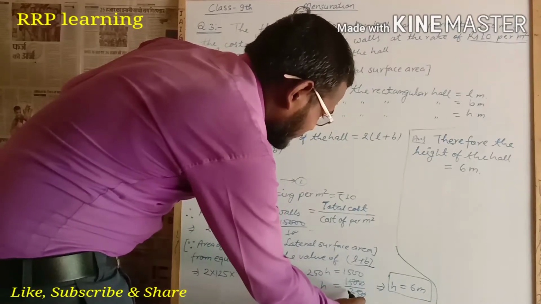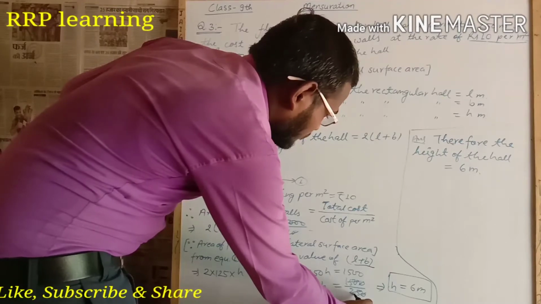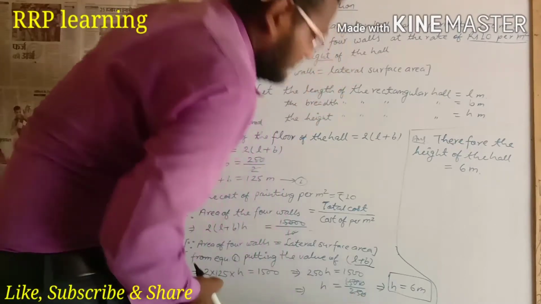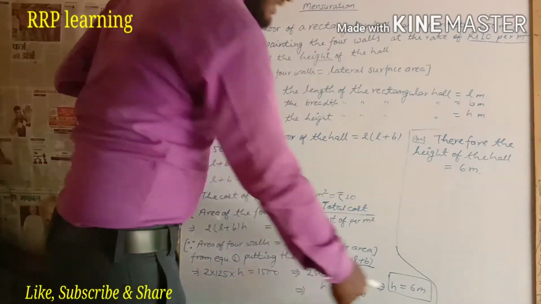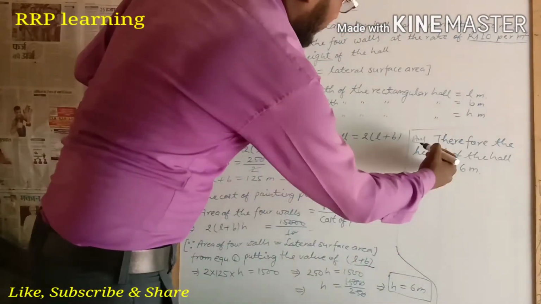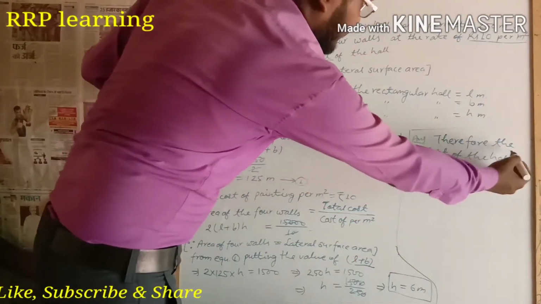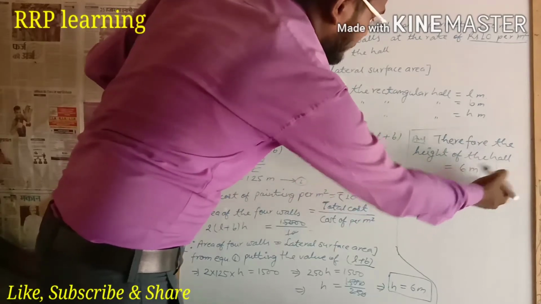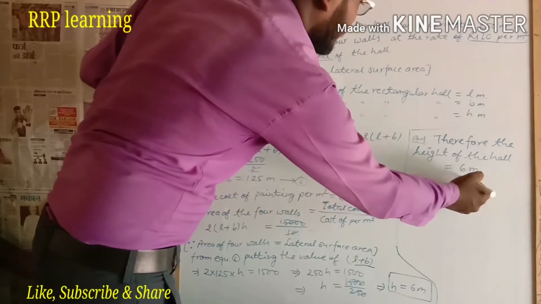1,500 cancelled by 250, we got H equals 6 meter. Answer. Therefore, the height of the hall equals 6 meter. It is my answer.